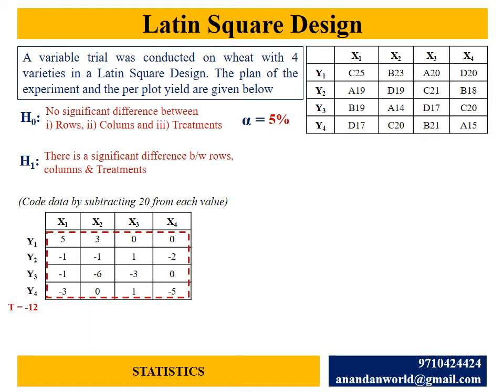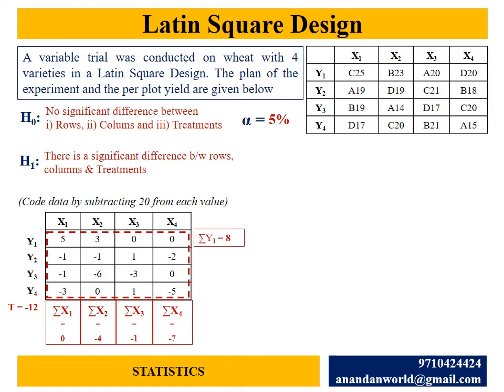So the total T, which is equal to the total of all the elements, equals minus 12. Then we find the column totals: 0, minus 4, minus 1, minus 7. Then we find the row totals: 8, minus 3, minus 10, minus 7.